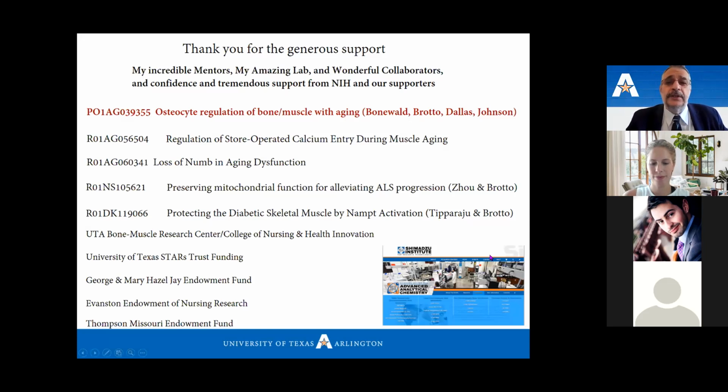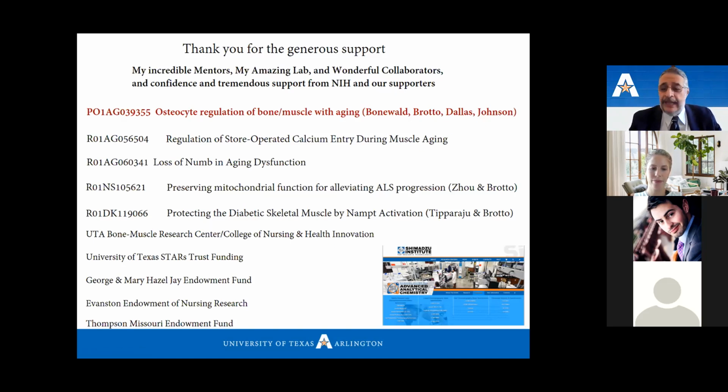I have had incredible mentors, an amazing lab, a lot of support. A lot of what I'm going to be presenting today is this work that actually started with a grand opportunity. One of the RC funding opportunities rolled over, and we are now in our ninth year of funding, with Dr. Bonewald, Dr. Dallas, Dr. Johnson, many of you know him.